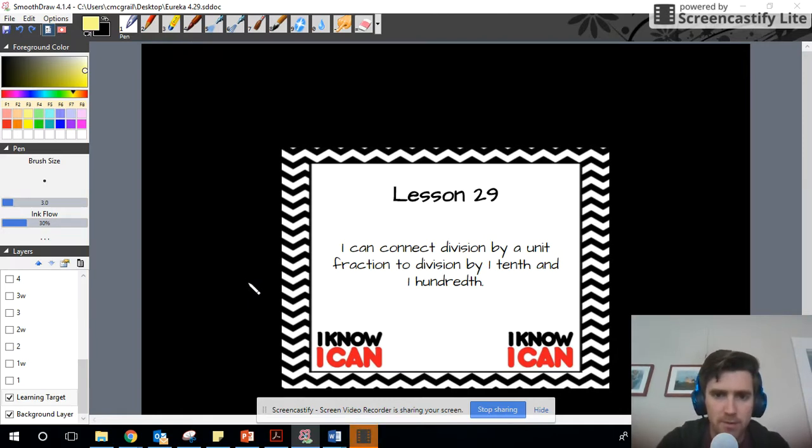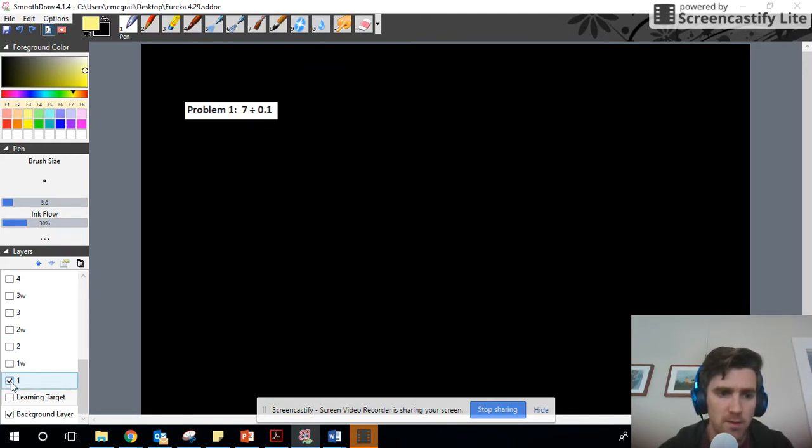Today we are fast forwarding through a couple of lessons, and today we're going to be looking at Eureka Module 4, Lesson 29. Our learning target is: I can connect division by a unit fraction to division by 1/10 and 1/100th. So earlier this week, we actually talked about dividing a number by a fraction. And today we're going to continue and build on that by dividing a number by a decimal in 1/10 and 1/100th. So let's take a look at a sample problem.